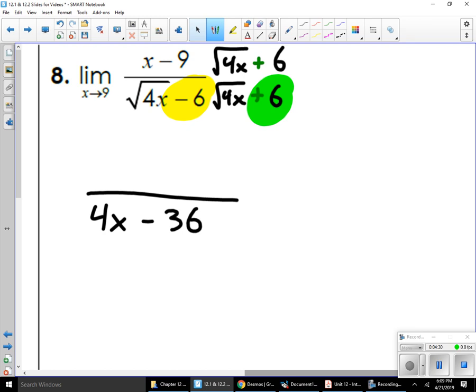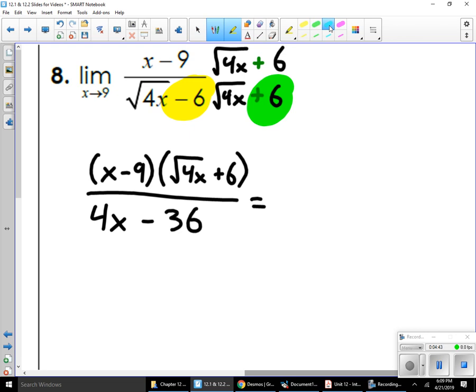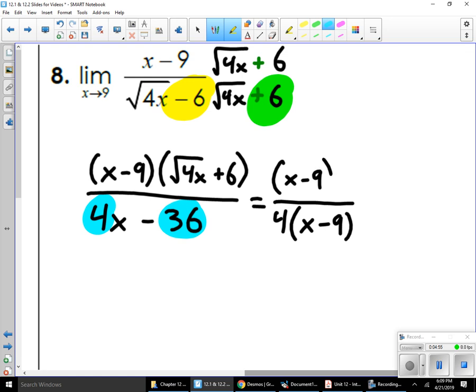So I always want to go in and just double check, like, do I have to FOIL? Is there anything else that's jumping out at me here? And in this case, one thing that I notice, I have a 4 and a 36, so I can actually factor a GCF out of the denominator. I'm left behind with an x minus 9, and take a look at that. I have found something that cancels.